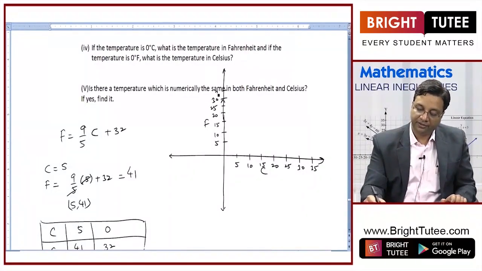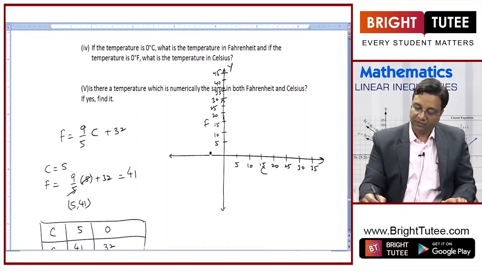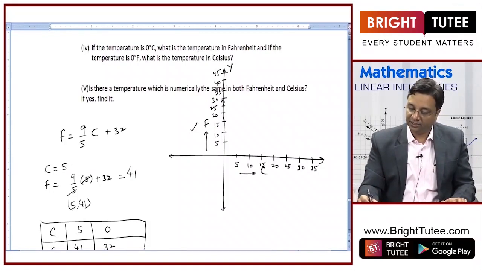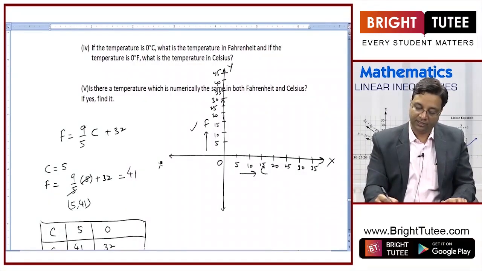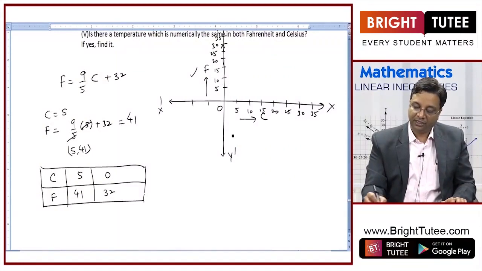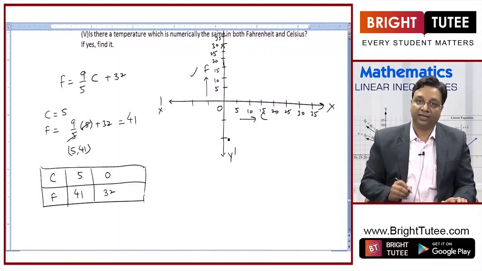30, 35, 40, 45. This is y-axis. On y-axis we are denoting Fahrenheit. On x-axis it is Celsius. Right? This is X'O, x dash. This is YO, y dash. And this is negative side of x-axis. This is negative side of y-axis.